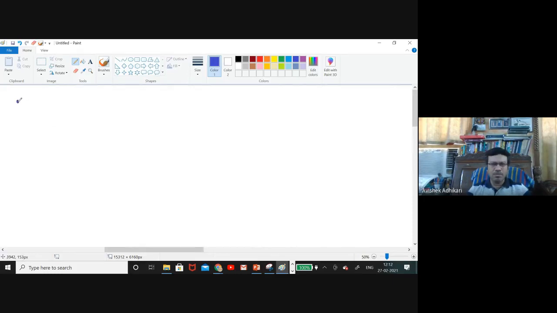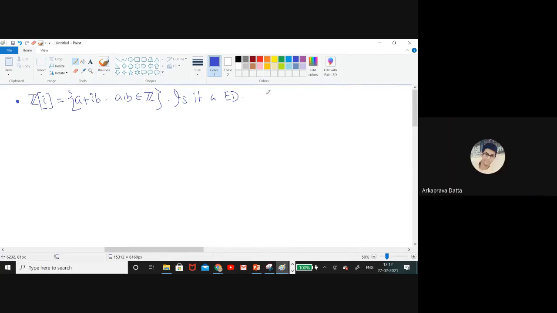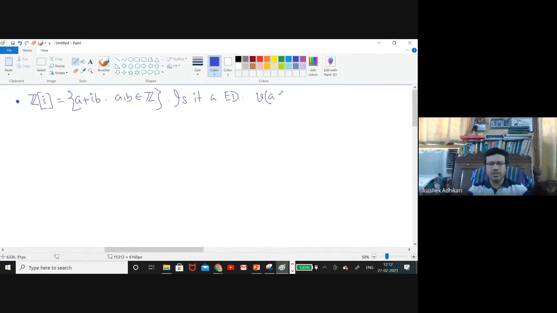So another example could be Z[i], the Gaussian ring, the elements A plus iB such that A and B belong to Z. Question: is it a Euclidean domain? And if so, what would be the valuation function? Can anybody tell me what the valuation function would be? Sir, A square plus B square. Okay, so the valuation of A plus iB is A square plus B square.